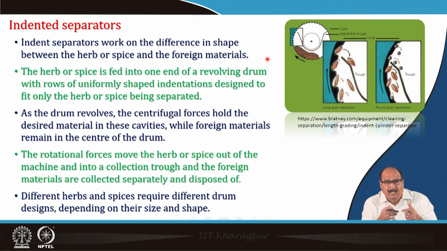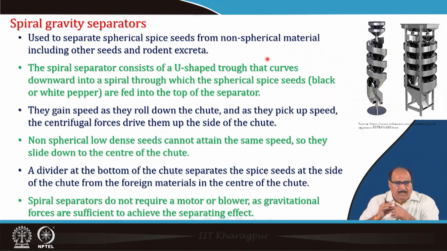As the drum revolves, the centrifugal forces hold the desired material in these cavities, while foreign materials return to the center of the drum. The rotational forces move the herb or spice out of the machine and onto a collection, while the foreign materials are collected separately and disposed of. Different herbs and spices require different drum designs depending upon their own size and shape. You can see how it works, that is the indented separators. Their working principle is shown in the figure.